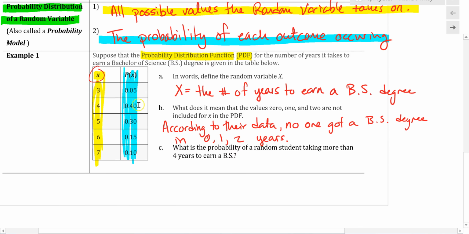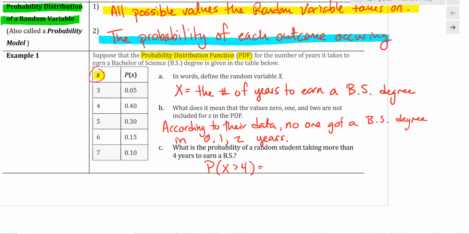So let's take a look at this one. It says, what is the probability of a random student taking more than 4 years to earn a bachelor's degree? The way we would write that notationally, because again, that's wordy, we don't want to word all that stuff out. So symbolically, we would just say, what's the probability that x is greater than 4? That's the probability that x, which is the number of years it takes to earn a bachelor's degree, is more than 4.